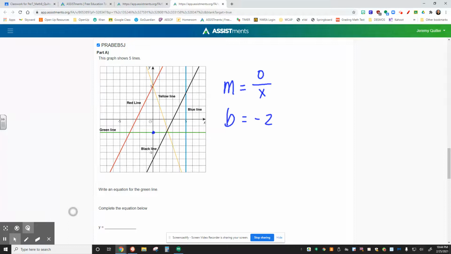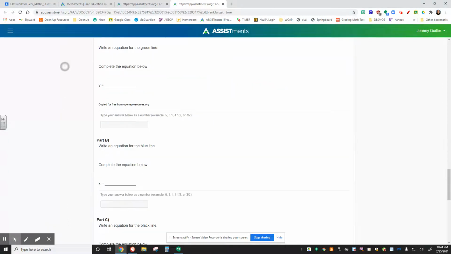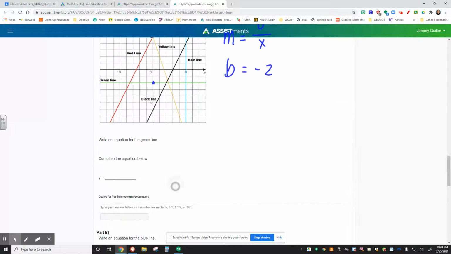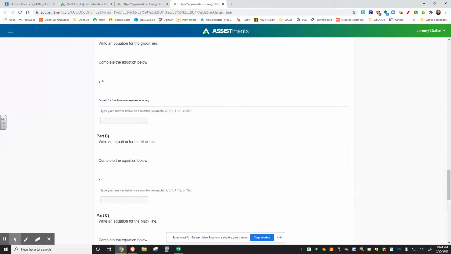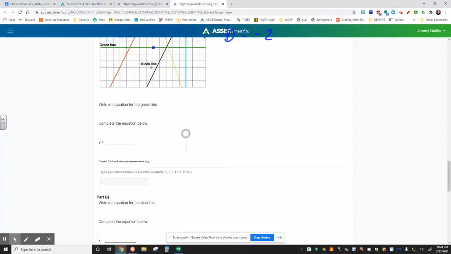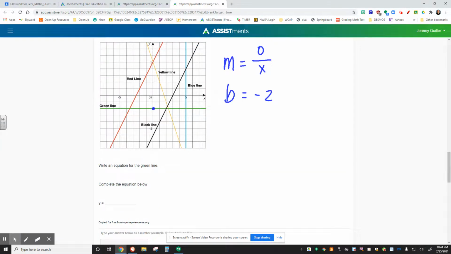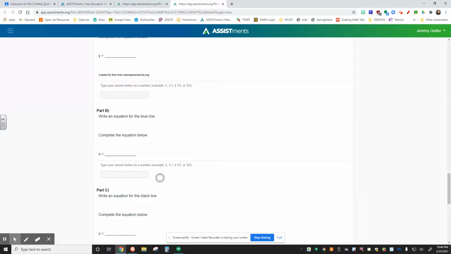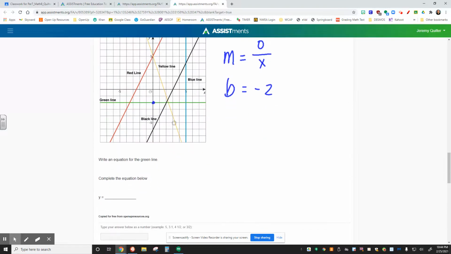So think about what that slope does for that specific problem. For letter B, write an equation for the blue line. You'll notice that it's already started out with x equals. The reason for that is because the blue line is a vertical line, which means it does not have a slope, and which means that you can't have a y-coordinate anywhere embedded into that equation. Part C is the black line. Make sure that you recognize that as a positive slope that is passing through -6 on the y-axis.